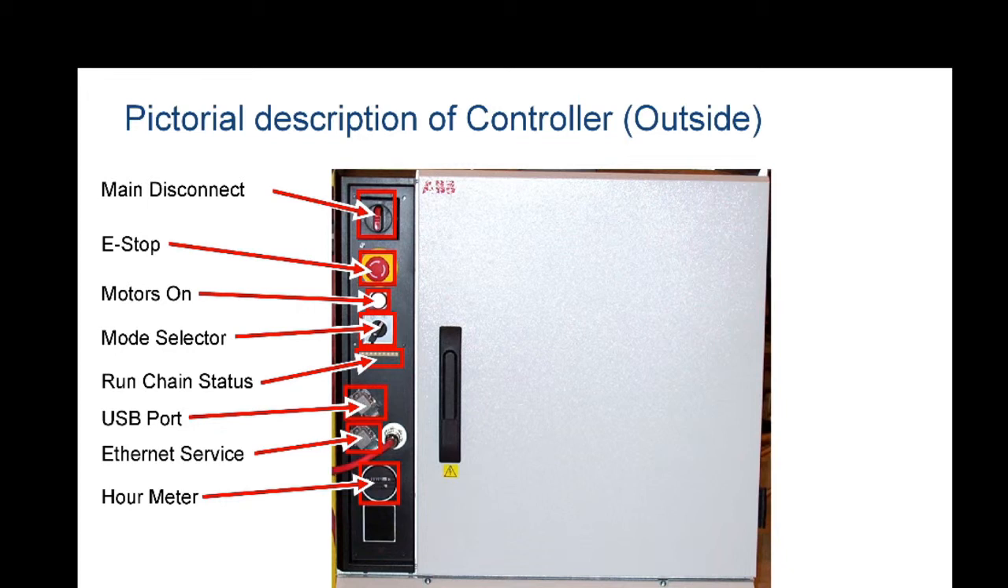Next we have the motor on switch. Motor on means the robot has 6 axes, which means 6 servo motors. The 6 servo motors are controlled by one cable, and that one cable is routed to this controller. Then we have to power on the motors. What we have to do is power on this motor on switch also.